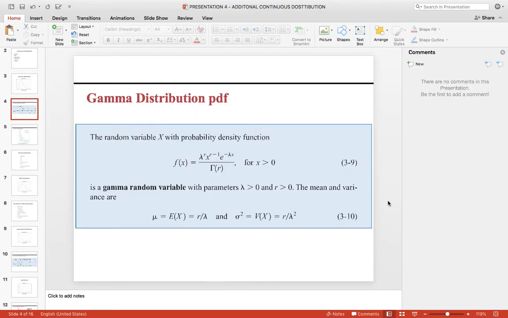And just to recollect, we have a probability density function, which helps us to generate the values of the distribution and the probabilities thereof. So you can calculate the mean and the standard deviation. The mean of the distribution is r divided by lambda. R and lambda are the parameters, and the variance is r by lambda squared. So once you know the parameters, estimating the mean and standard deviation is a fairly easy task.